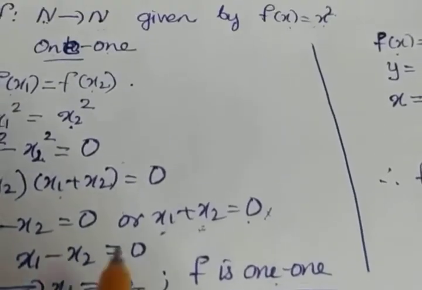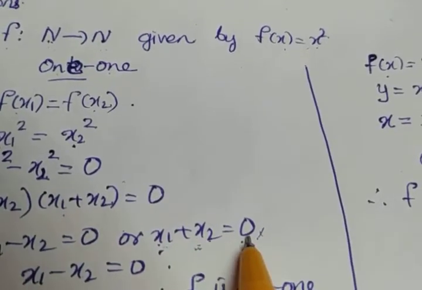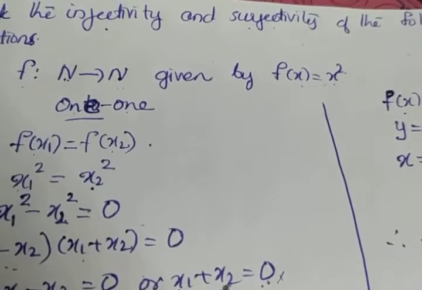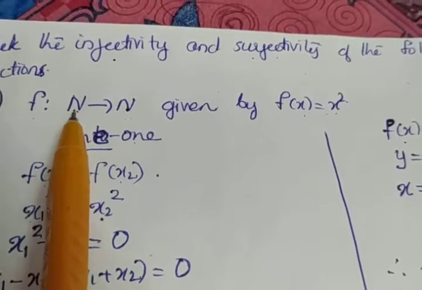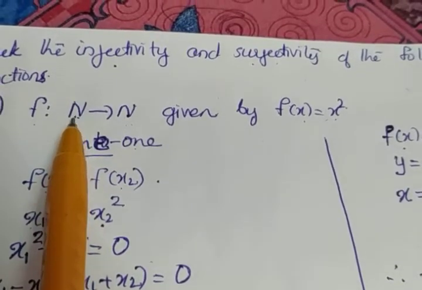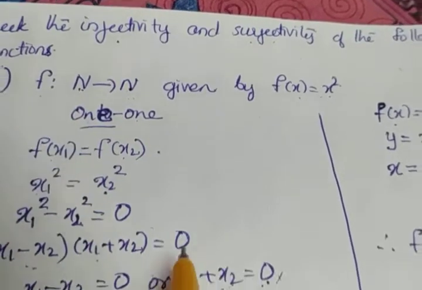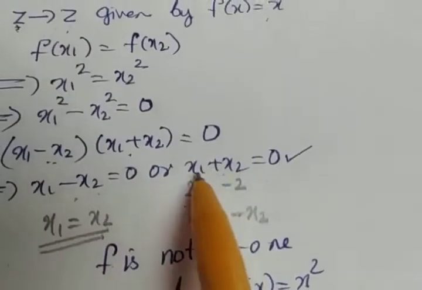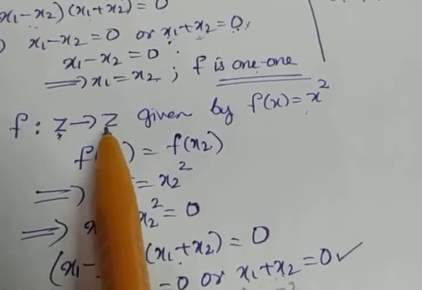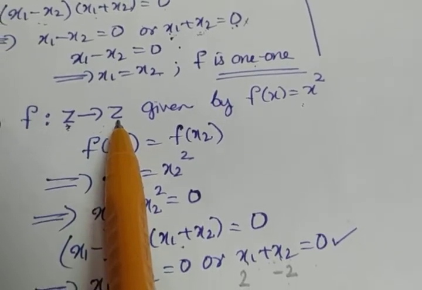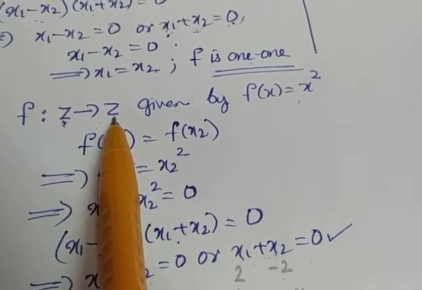Clear? In this case, x1 plus x2 will not be equal to 0. Why? Because x1 and x2 are positive numbers, 1, 2, 3, 4, etc. So no 2 numbers' sum will give you the value 0. But in this case, x1 and x2 are numbers from Z. That means they are integers.